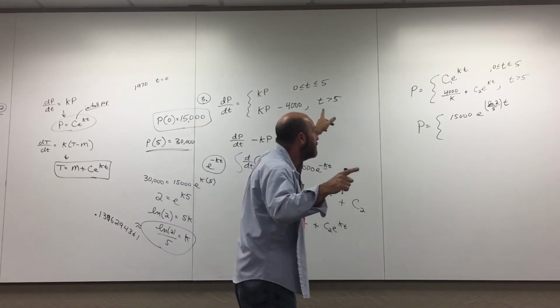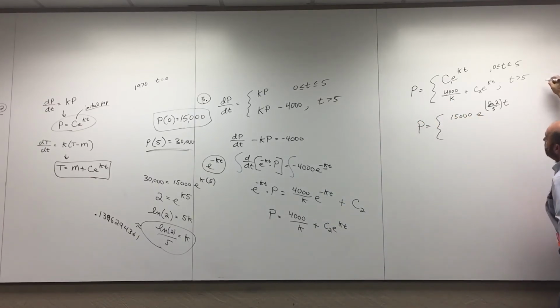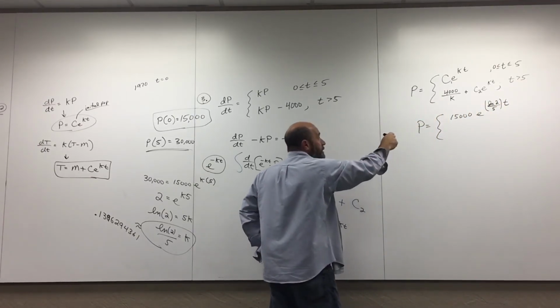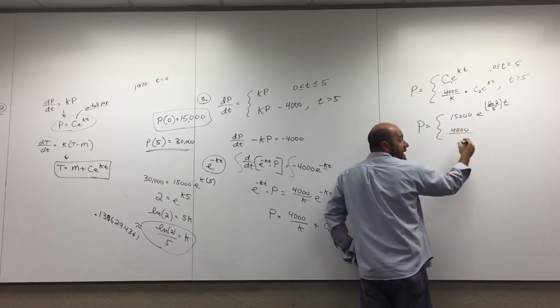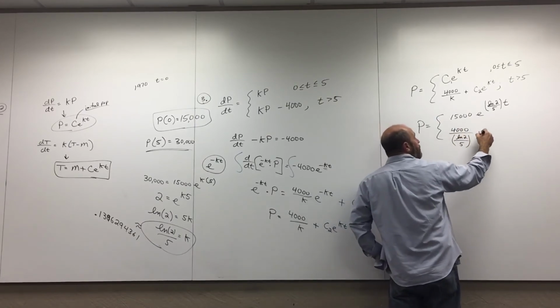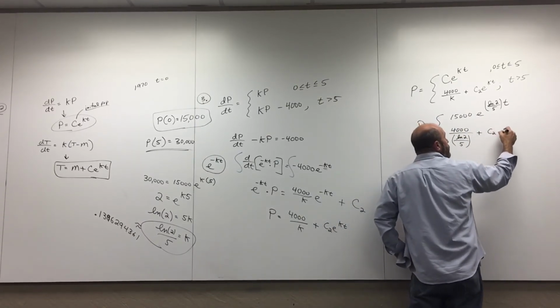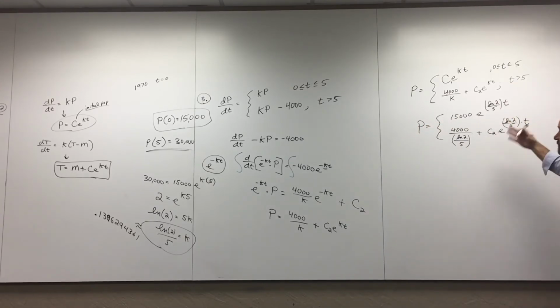So that means I'm darn close to the answer here. This second solution is 4,000 over K, which is the natural log of 2 over 5. You could simplify that a little bit. Plus, I don't know this C2 though. I don't know C2. And then I have e to the log 2 over 5 times t. I almost have this thing solved. What do I need to finish this problem, you guys? I need C2. And how do you find C2 in a piecewise situation?